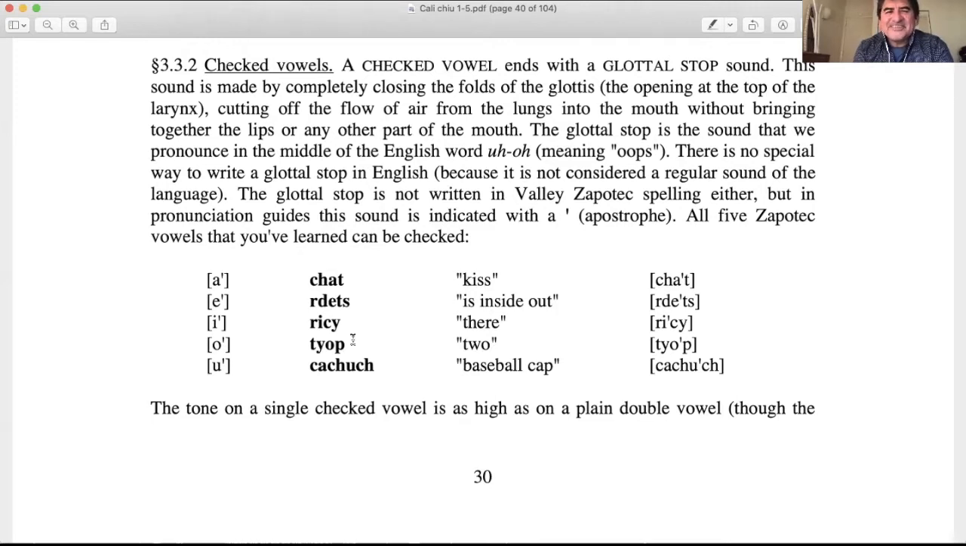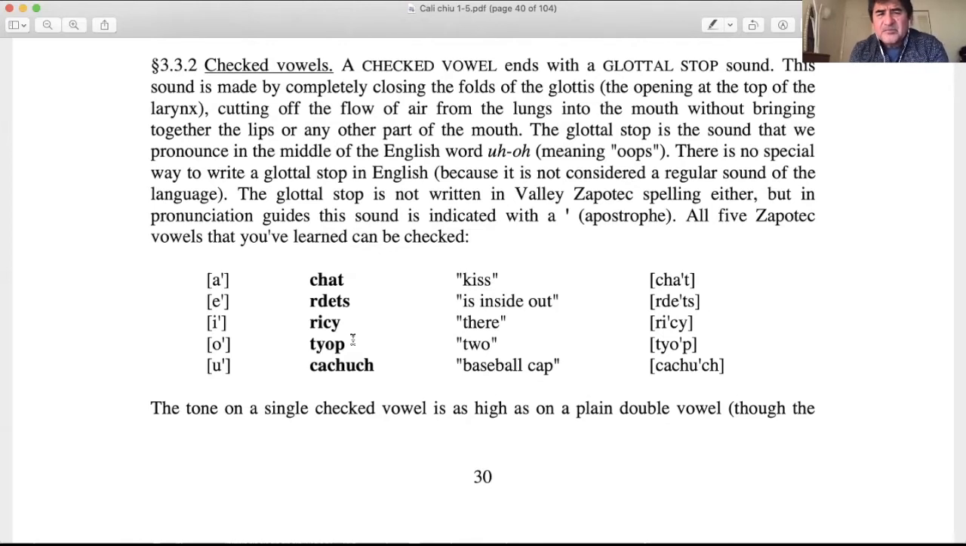Okay, I'm going to say it one more time. Chat. Can you hear that pause? Sort of like a release, right? One more time. Chat. And then for the E, for inside out, that's. One more time. That's. And there. Rik. For 2, like number 2. Diop. And the last one is cachuch.